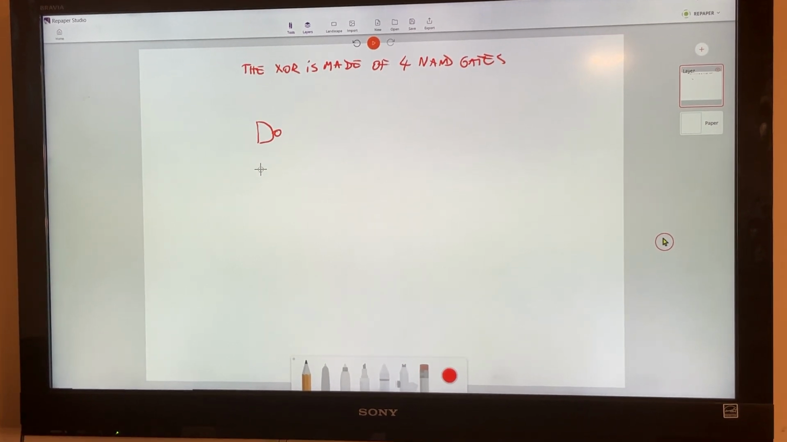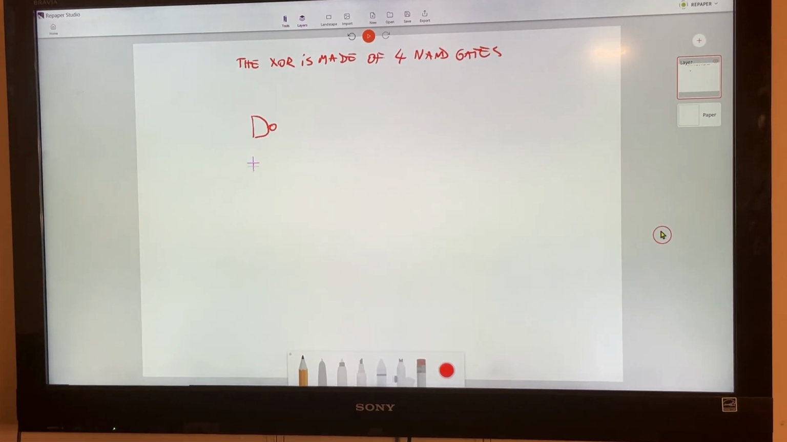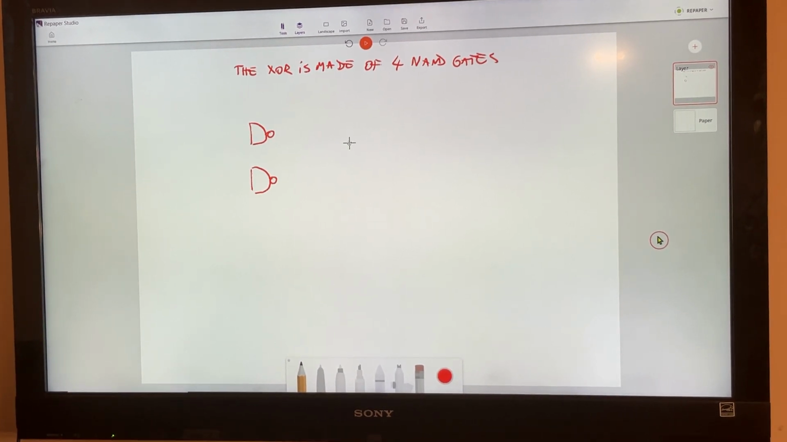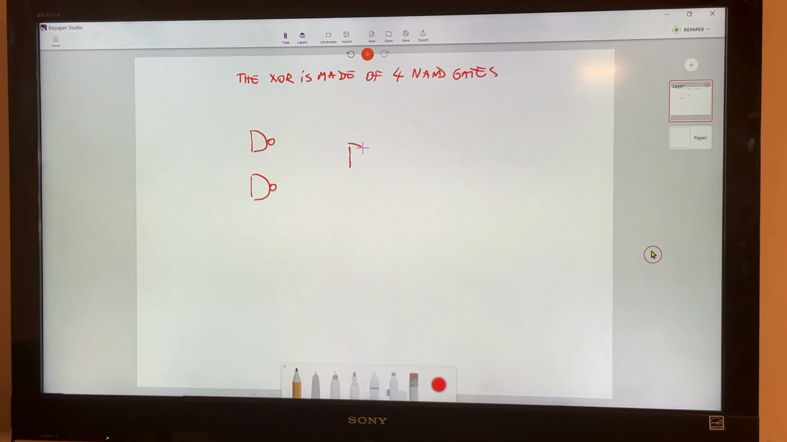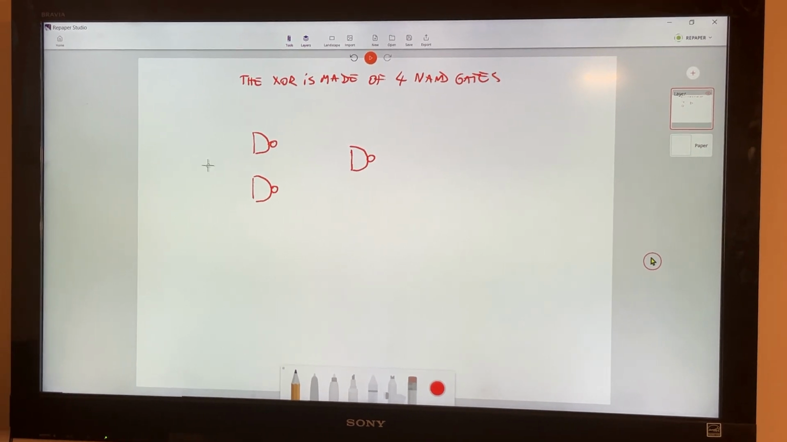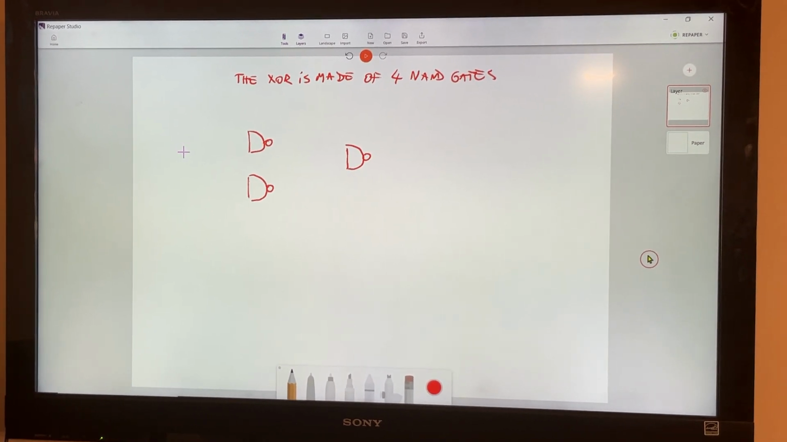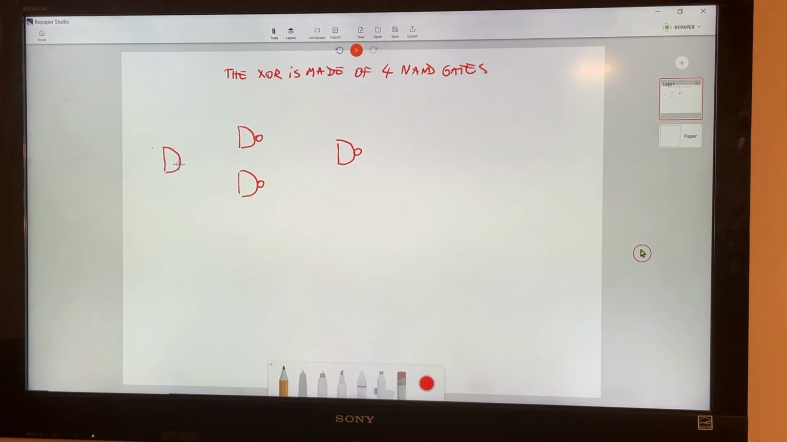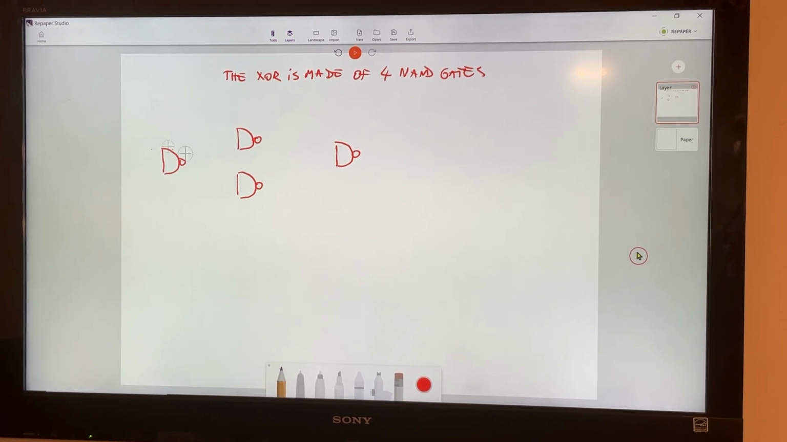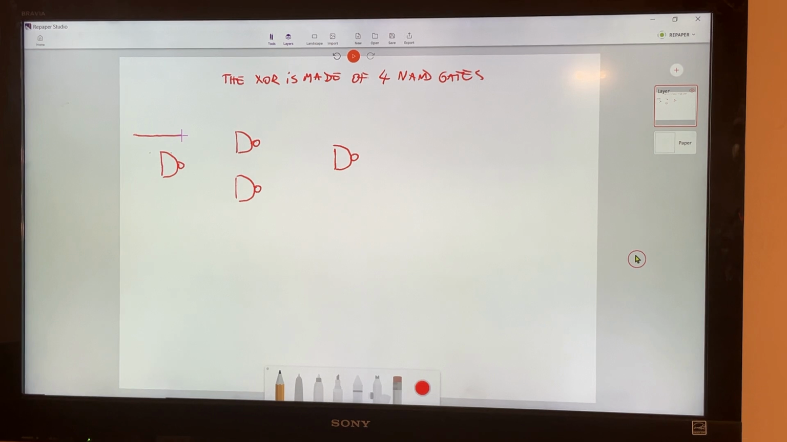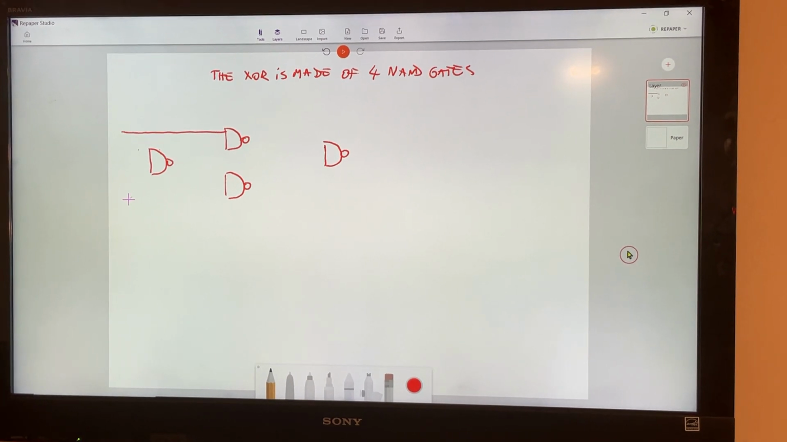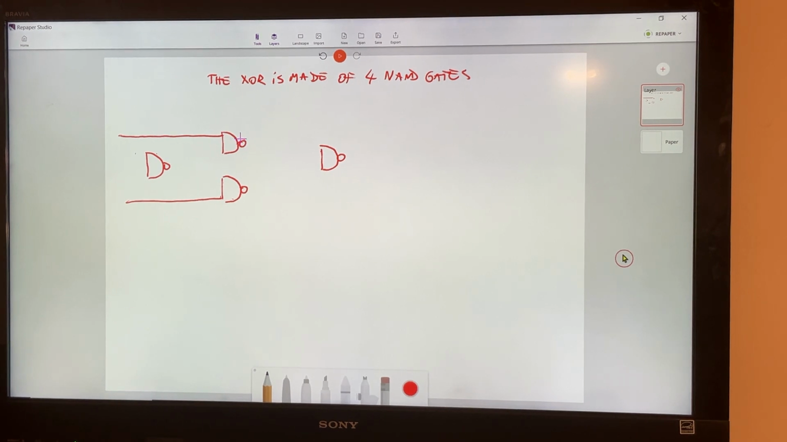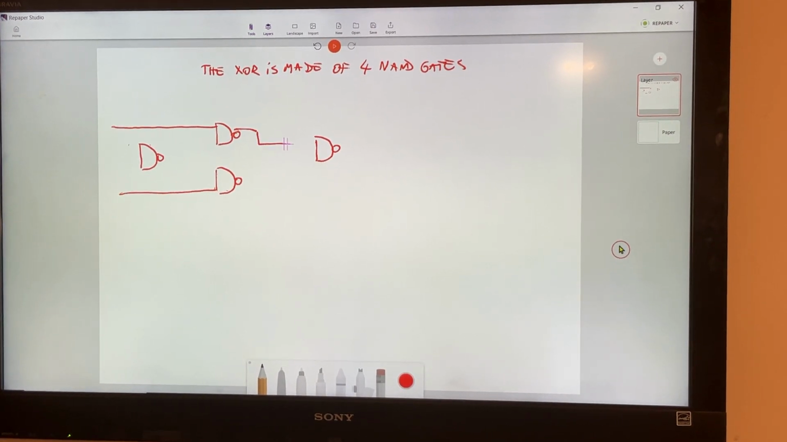This is an AND gate. This is another one. This is another one. And right here is another one. And now we're going to do the wiring to link all these gates together. They are going to be related exactly like that.